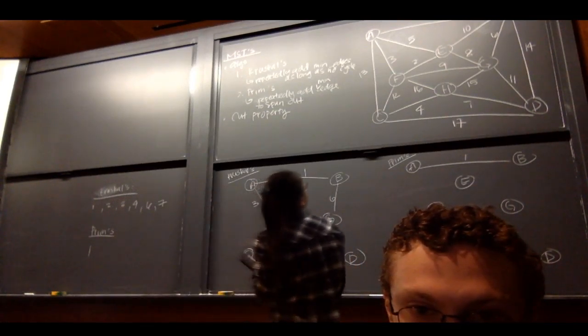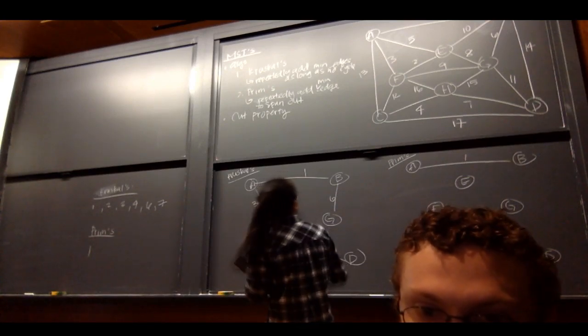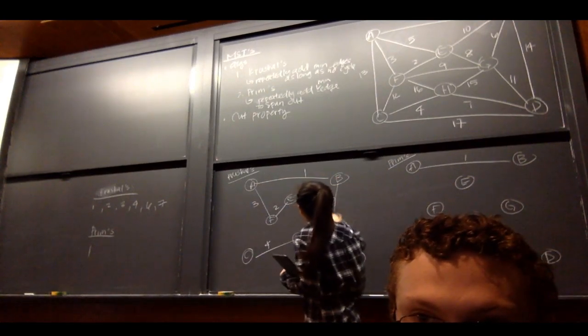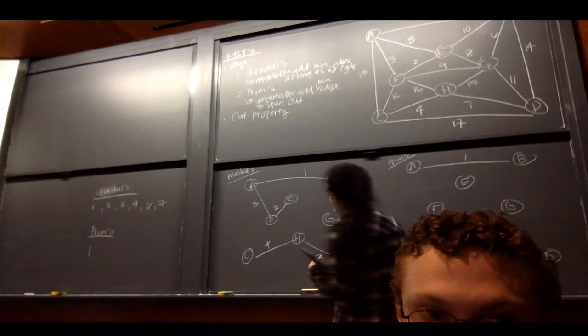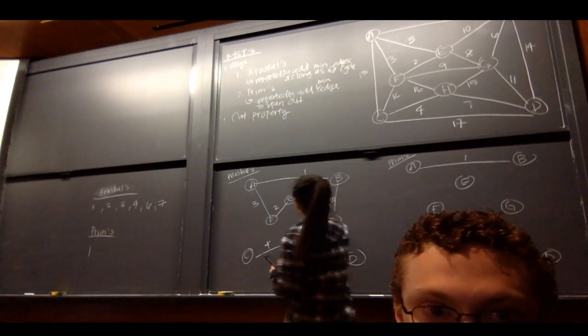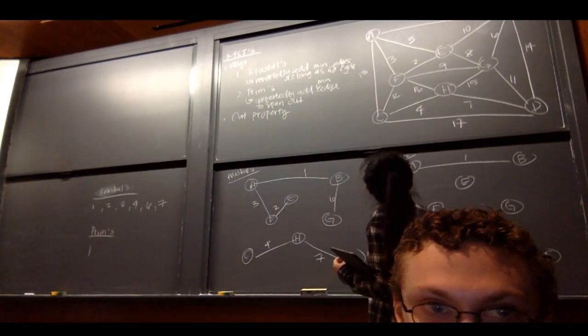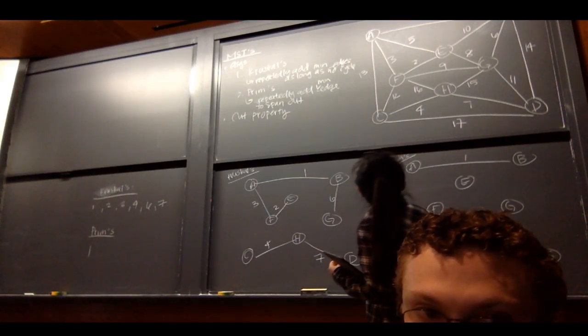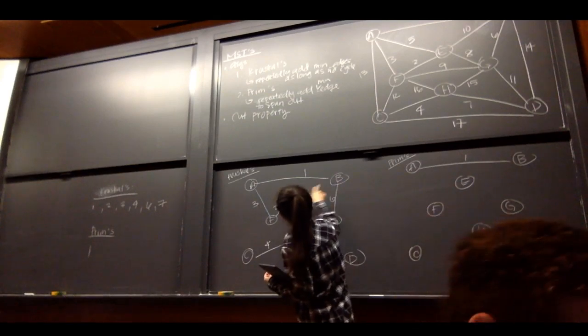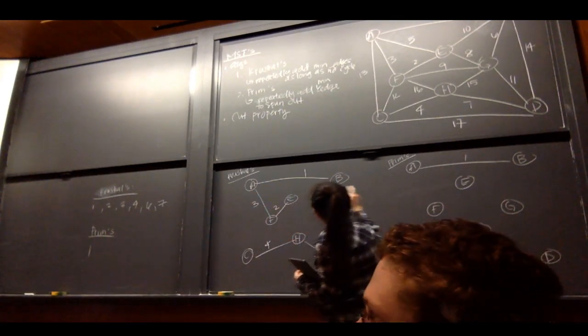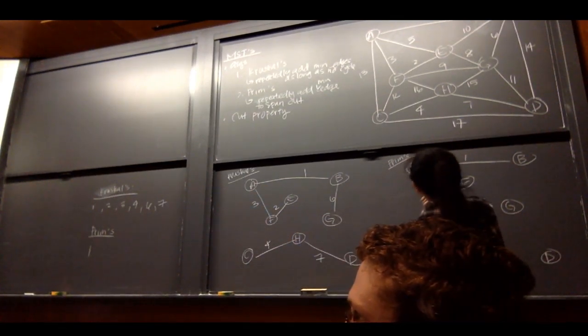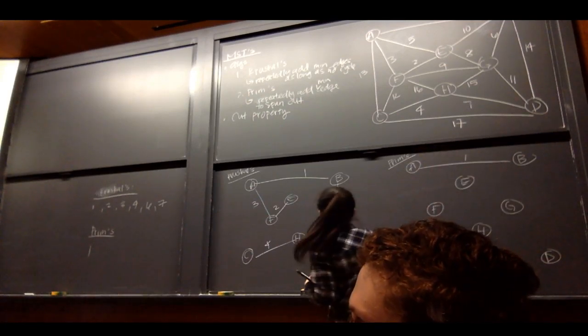What about 8? No. It would create a huge cycle right here. What about 9? Same argument. It would create this little trapezoid here. What about 10? Right. It would create a cycle A, F, E, E. And 11, yes. Nice.